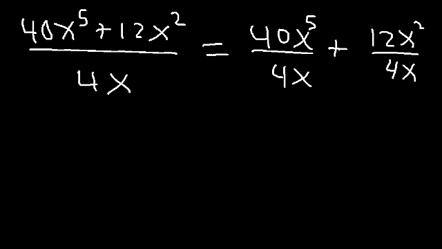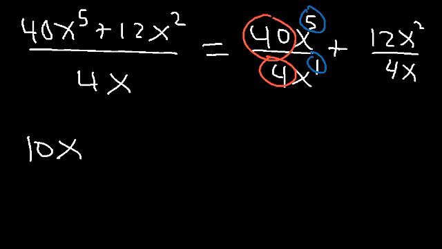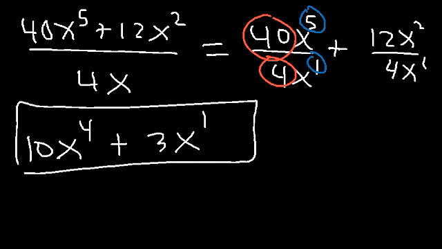So divide each term on top separately by 4x. So 40 divided by 4 is 10, and 5 minus 1 is 4. So this is going to be 10x to the 4th power. 12 divided by 4 is 3, and 2 minus 1 is 1. So it's 10x to the 4th plus 3x. Now let's try another example like that.